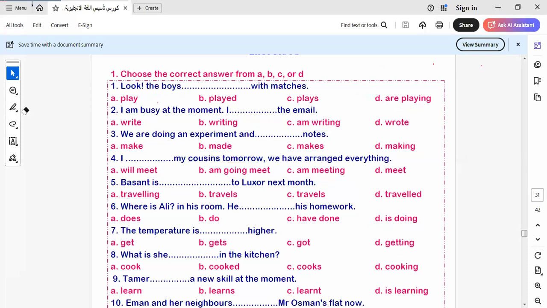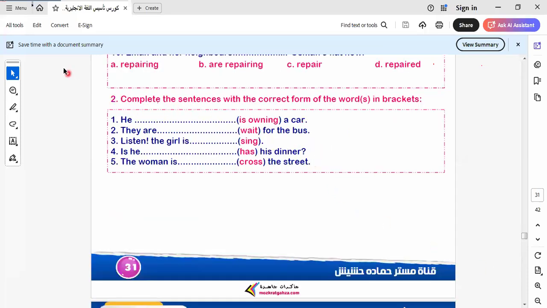Also, let's go to another item here. Let's do this exercise. This is the kind of exercise that comes in the exam. He is owning a car. So the answer here will be he owns. It's not he's owning a car. He is not correct here, because he takes is. Okay, in this one he is correct.